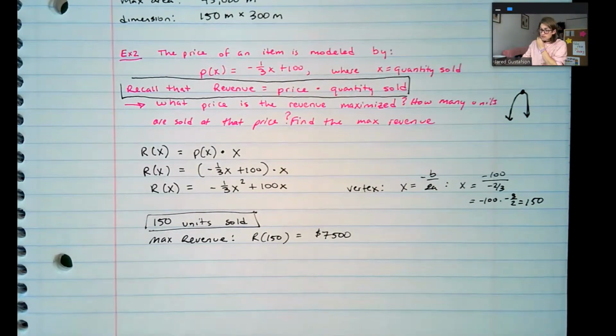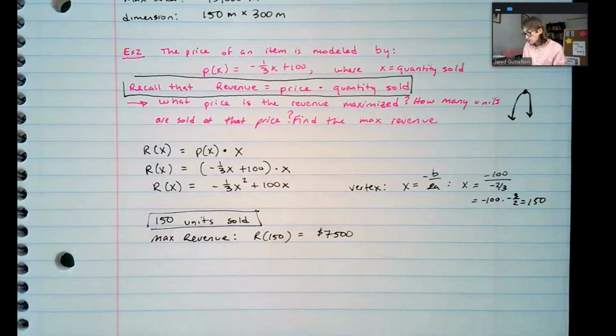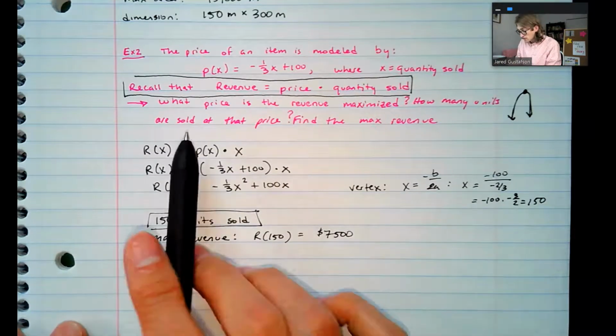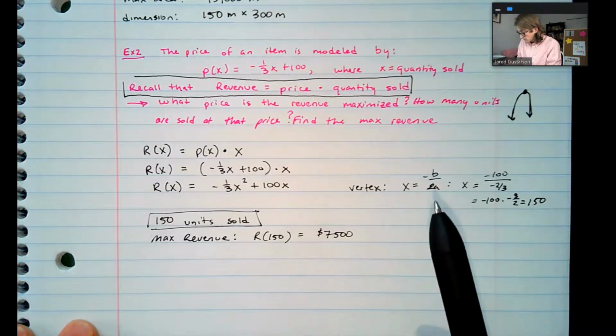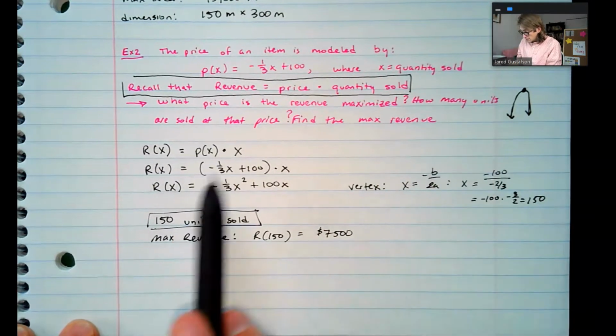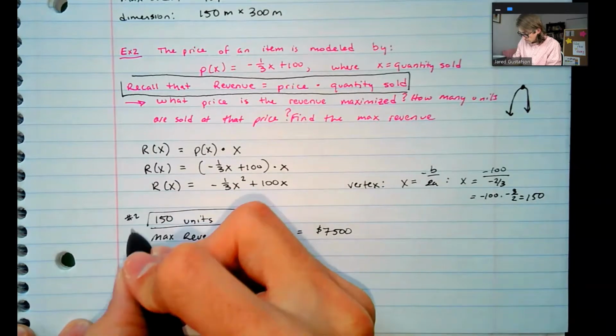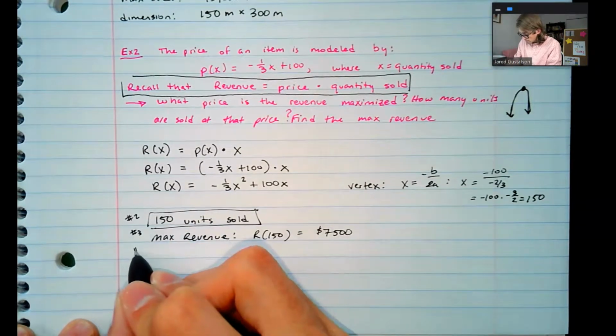$7,500. And finally, when it asks for the price, so that was the second question. I answered the third before the second. How many units are sold at that price? No, I'm doing this backwards, aren't I? I found the second question. That's the answer to number 2. That's the answer to number 3. How do we get 1?